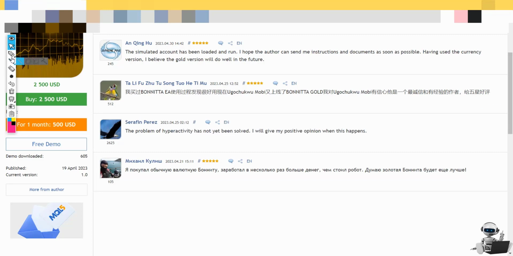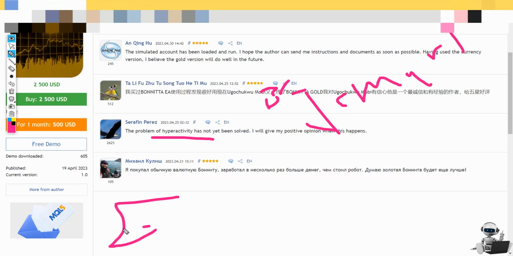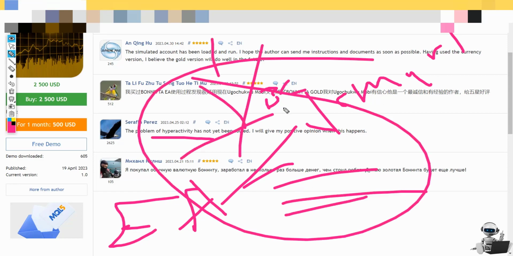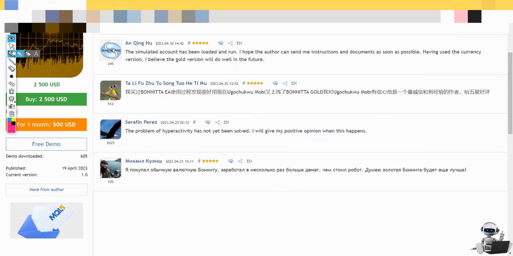So why does this happen with hyperactivity? Some brokers like IC Markets usually detect if the EA is opening multiple trades at the same time, so they consider it hyperactivity. But this is not the case with all brokers. Only some brokers actually have this issue, so I recommend you use Fusion broker to avoid this type of problem and at the same time get the benefit of this EA.